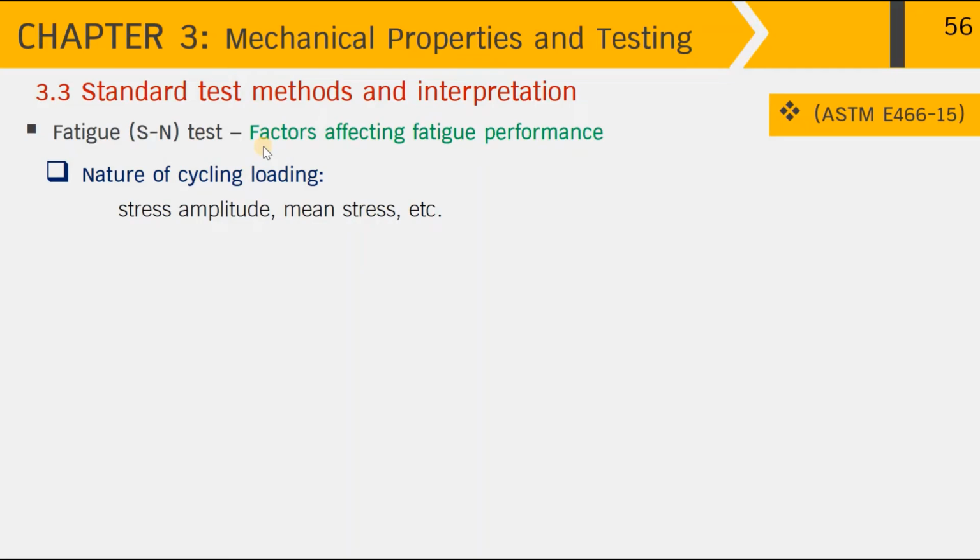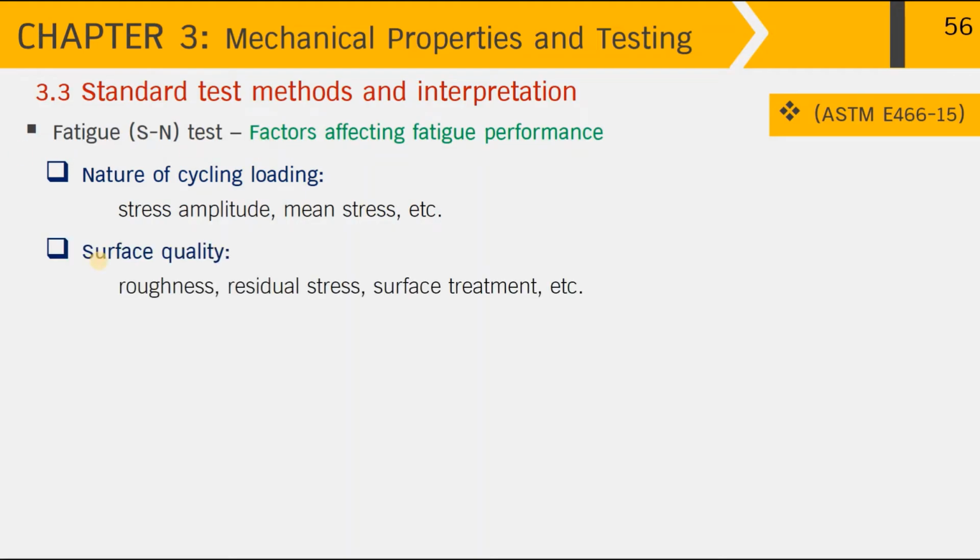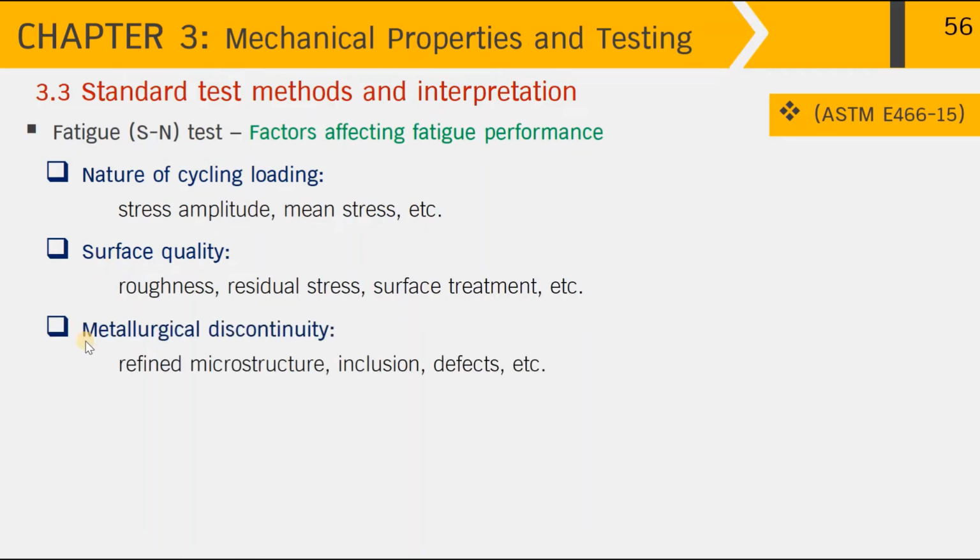There are several factors that affect the fatigue performance of metallic components. First, the nature of cyclic loading, which includes stress amplitude, mean stress, or the stress range, for example. Second, the surface quality, which includes roughness, residual stress, and surface treatment. Next is the metallurgical discontinuity, where we have to look deeper into the microstructure, whether it's a coarse or refined microstructure. Maybe there are some inclusions or defects that will introduce weakness to the component.